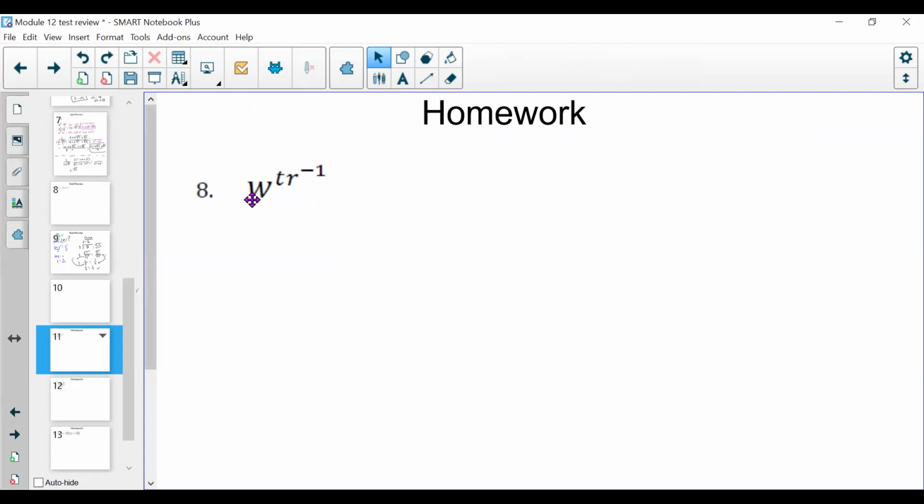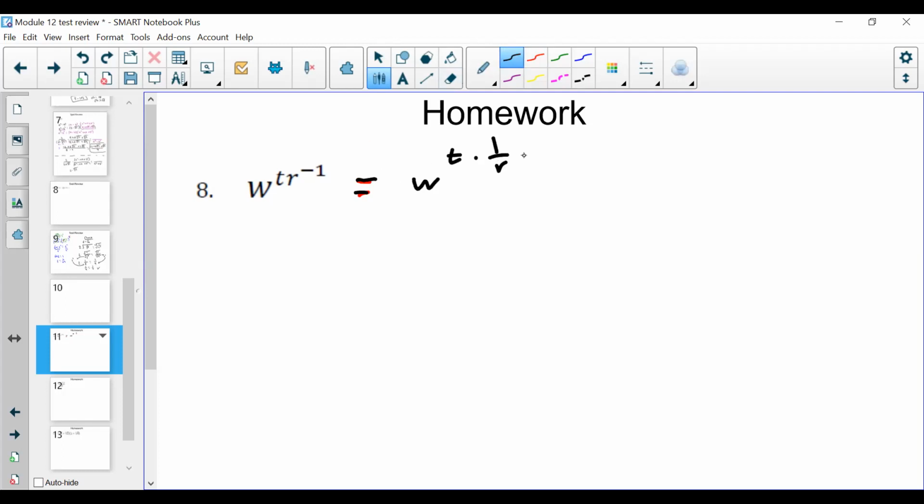All right, so here we have W raised to the T to the -1. The problem here is that I don't want a negative here. So I can rewrite this as W to the T, and instead of R to the -1, I can rewrite it as 1 over R, which is the same as saying W to the T over R. Because remember, you want to deal with the exponents inside of the exponent first before you deal with the whole thing. So R to the -1, well, that's just 1 over R. T times 1 over R is just T over R. So I can rewrite this as the R root of W raised to the T power.